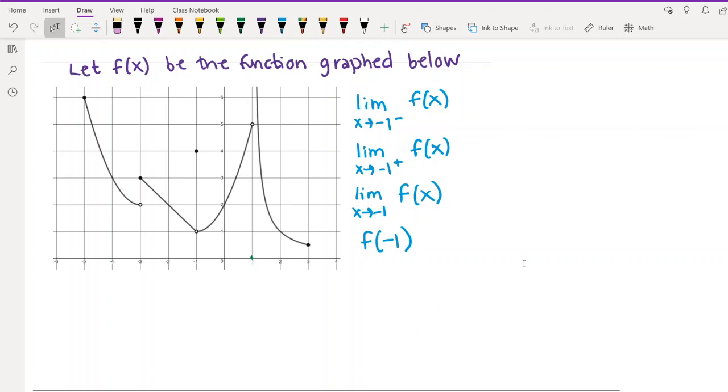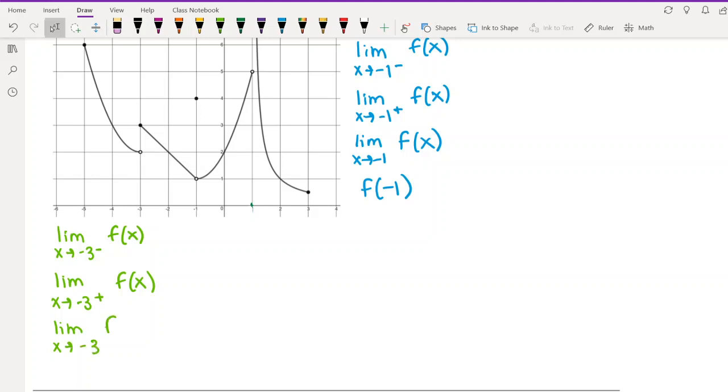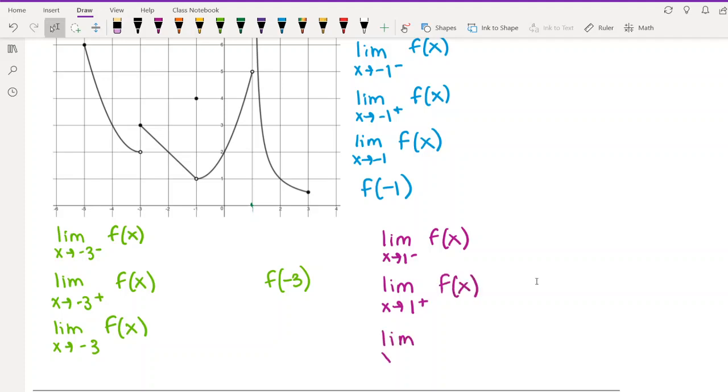And then we're going to do the same thing at x is equal to, let's see, -3 and x is equal to 1. So I'll write those down as well, and you can get started if you want on figuring out all of those. So we'll do the limit as x approaches -3 from the left, the limit as x approaches -3 from the right, the limit as x approaches -3 overall, and then I'll just squeeze it in here. We'll also do f of -3. And then last one will be 1. So the limit as x approaches 1 from the left, the limit as x approaches 1 from the right, and the limit as x approaches 1 overall, and then we'll also do f of 1.